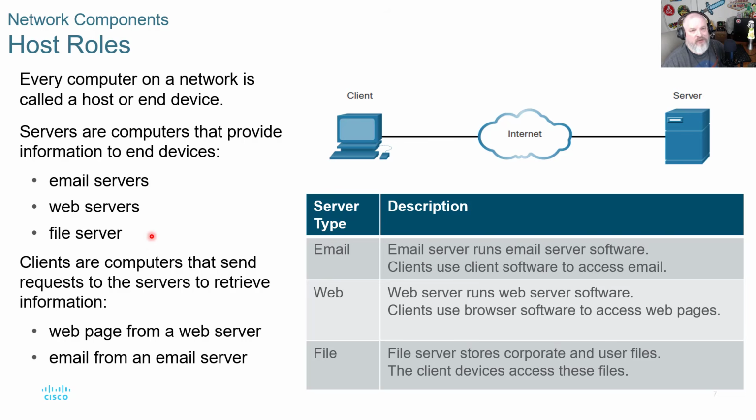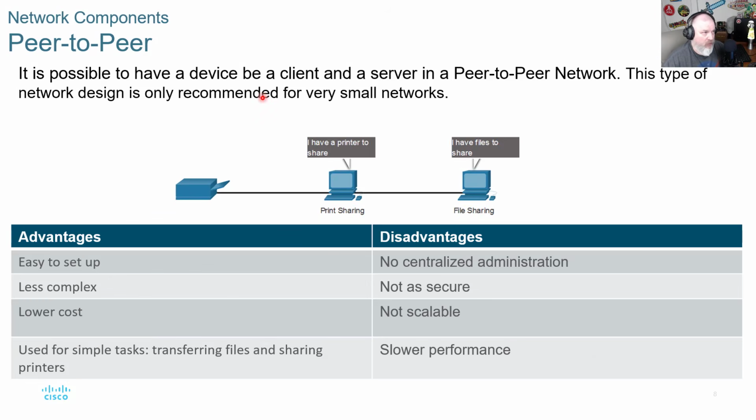Clients are computers that send requests to the servers to retrieve the information, such as a web page or an email from an email server. And we have the server types and descriptions here. We have the email, the web, and the file. File servers store corporate and user files. Web servers run web server software so we can host web pages, and email is so we can email and communicate with each other. Next, we have peer-to-peer.